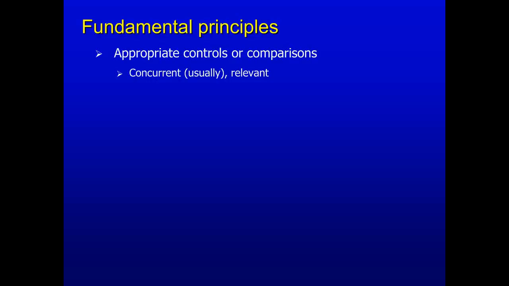And I would think the ones that are particularly key are getting appropriate comparisons. Usually you would have controls, and usually they would be concurrent. But you have to set them up so that they are appropriate and relevant, and there are cases when you can use historic controls as long as you have some concurrent ones.